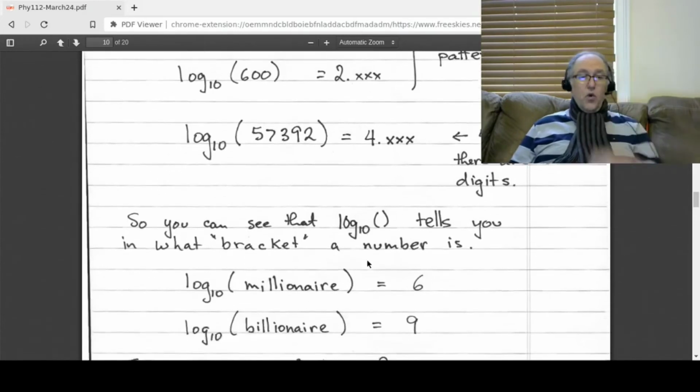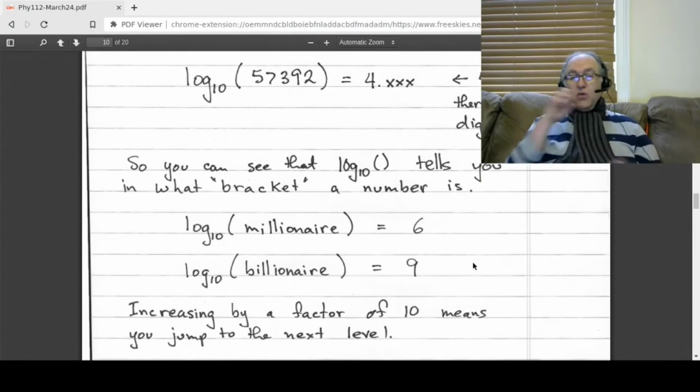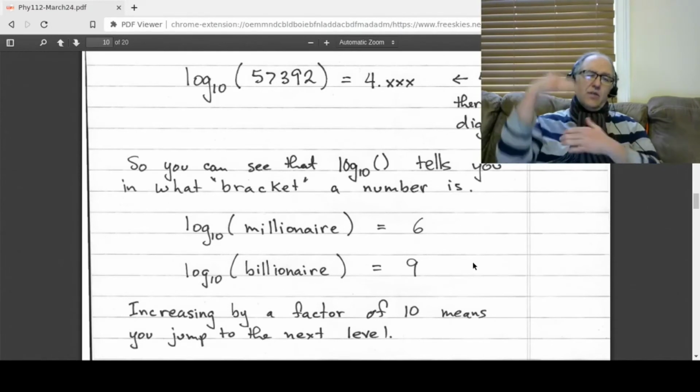All right, and so if you go back to our millionaire billionaire problem, it's kind of telling you the financial bracket that you're in. So if you did log to the base 10 of millionaire, well, a millionaire is in the millions, 1 million, 2 million, 3 million, 5 million, doesn't matter. But if you do log of millionaire, you get 6. 6 followed by something, but the 6 is the important part. And if you're in the billionaire range, then log of billionaire, that's 9.